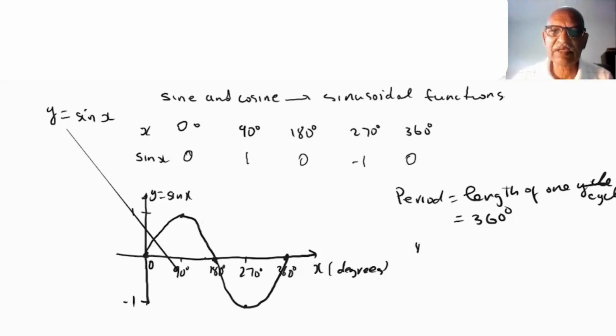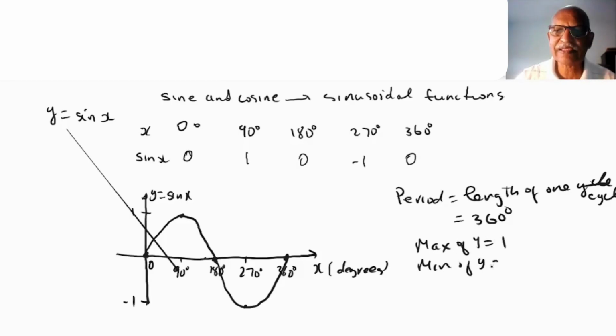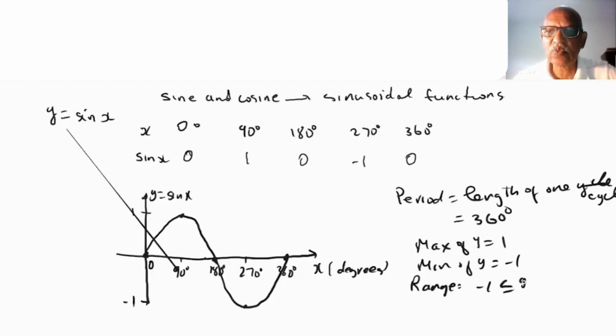And the maximum, as we can see, is always on the y. The maximum of y is 1, and the minimum of y is negative 1. So always the sine graph maximum is 1, the minimum is negative 1. So if we have the maximum and the minimum, we know the range will always be between negative 1 and 1. Y will never be more than 1, will never be less than negative 1. The y-intercept is 0.